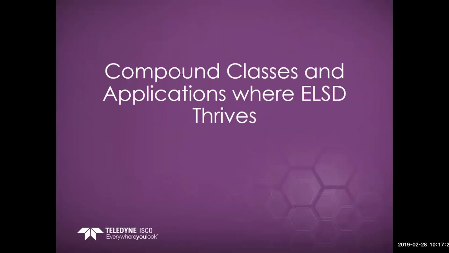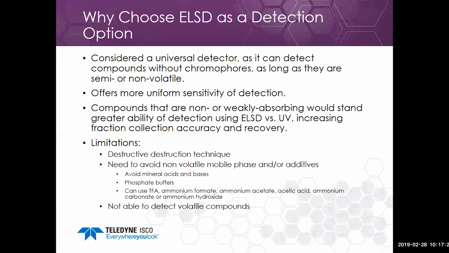So to begin with, we're going to discuss some compound classes and applications where ELSD thrives. ELSD is considered a universal detector. They can detect compounds without chromophores as long as they are semi or non-volatile. If they're a volatile compound, that's the only class of compounds that you can't detect via ELSD.